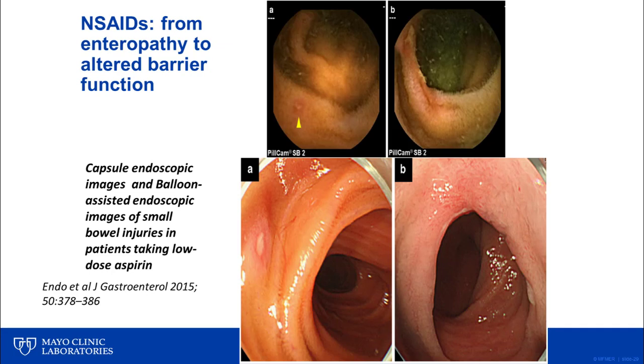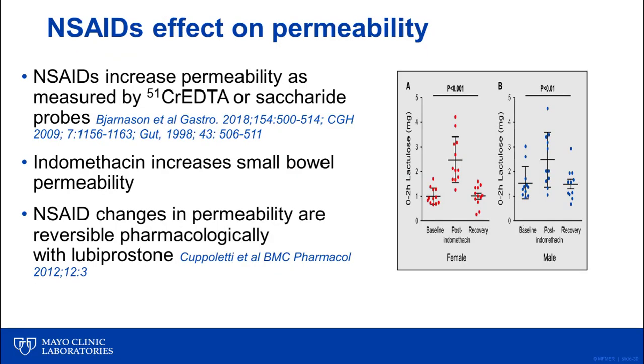You all know about the effects of NSAIDs. We know that there's going to be mucosal damage, erosive changes in the intestine, which you see on either a capsule or balloon endoscopic. And you know that several studies, particularly Ingvar Bjarnason and his group at Northwick Park just outside London in England, had shown in several papers that using either chromium 51 EDTA or saccharide ratios, there is an increase in permeability with indomethacin, with other NSAIDs, and Cupoletti had shown that lubiprostone may reduce permeability.